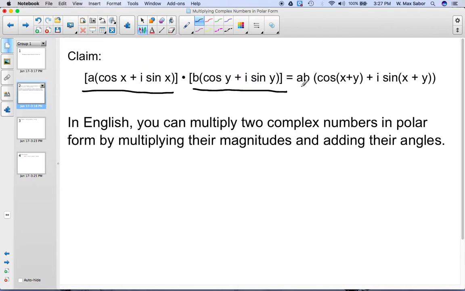What you see over here is we have a times b, so that's multiplying the magnitudes, and cosine of x plus y plus i sine of x plus y. The easier way to remember this is you can multiply two complex numbers by multiplying their magnitudes, so a times b, and adding their angles. So x plus y ended up being the angle in our result. So let's prove this claim.